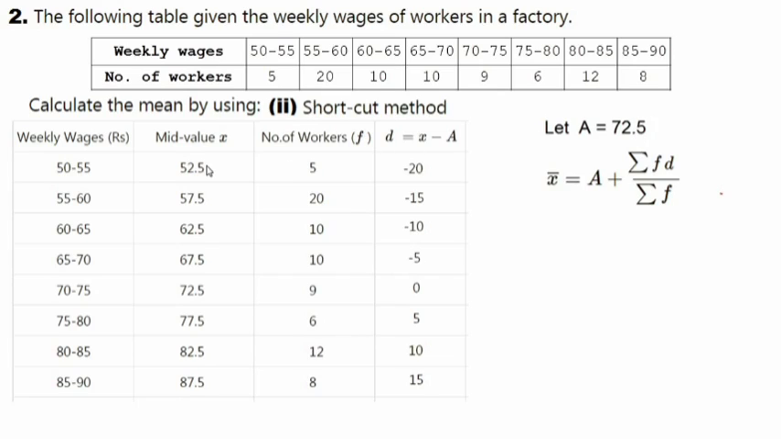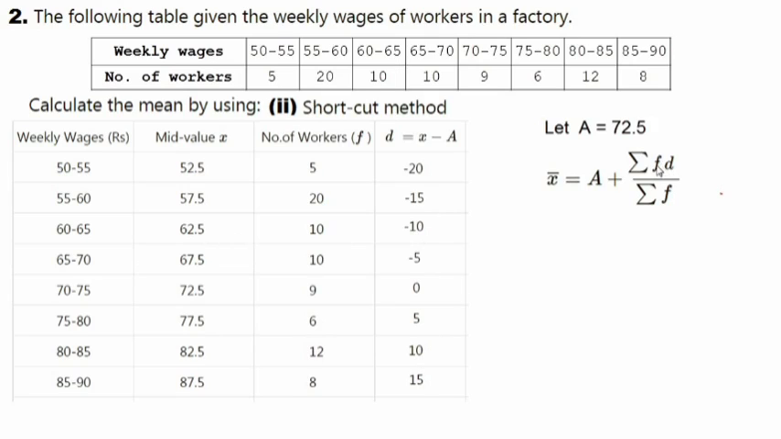So subtract 72.5 from x, that is 52.5 minus 72.5 is minus 20. Similarly, you have the x value here, so 57.5 minus A, that is 72.5, will be minus 15. Similarly, do the rest, you will get your D, that is x minus A. Okay, now we got D.